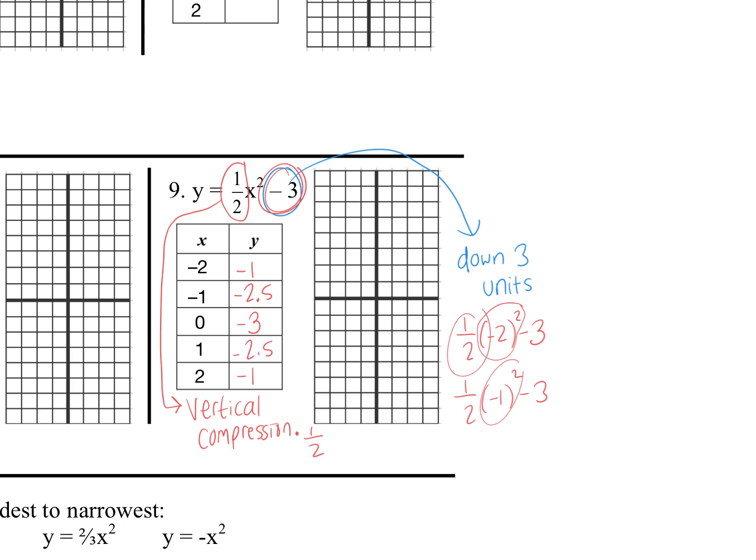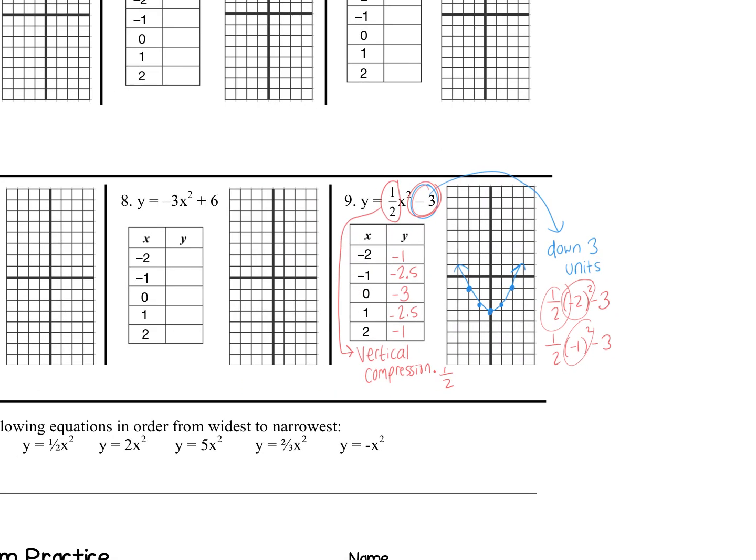Plot your points. So (-2, -1) is right here. (-1, -2.5) is right here. (0, -3) is here. (1, -2.5), (2, -1). So it's kind of a wide parabola, and the vertex is shifted down 3 from the origin. Okay, so that's that page.